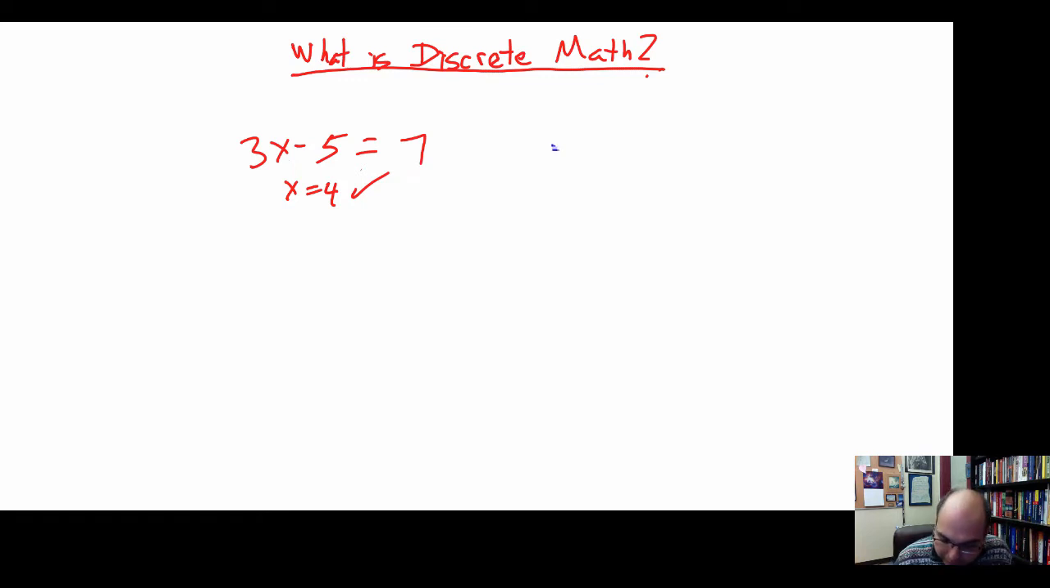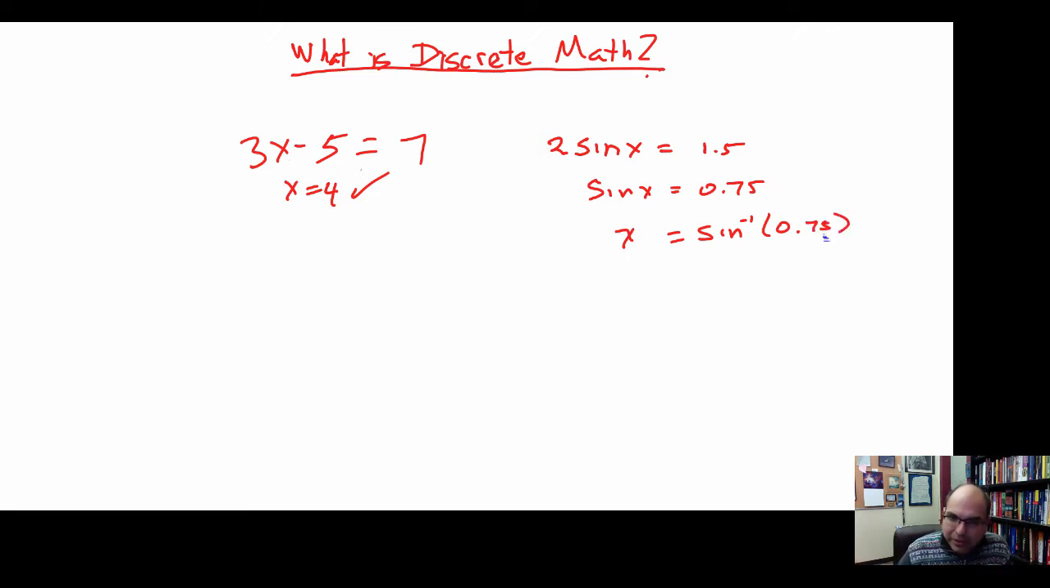Now, let's try some other problems. For example, we might have 2 times sine x is equal to 1/2. So what do we know? Sine x is equal to 0.75, and x is some angle. We're not going to worry about the exact angle. Let's just say it is the inverse sine of 0.75. But the thing that I want you to realize is that for the answers here, x could be any number, and in particular, it could be a number like pi.